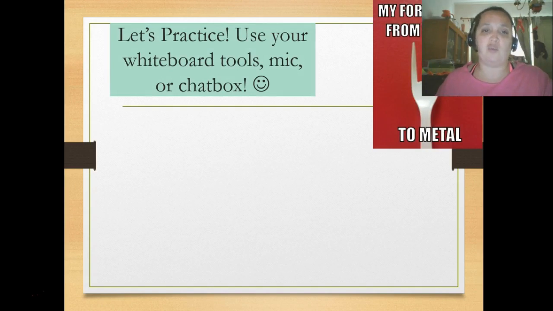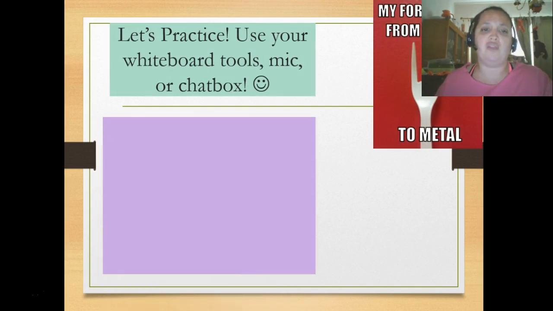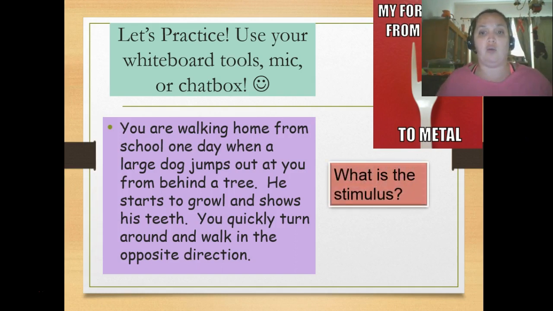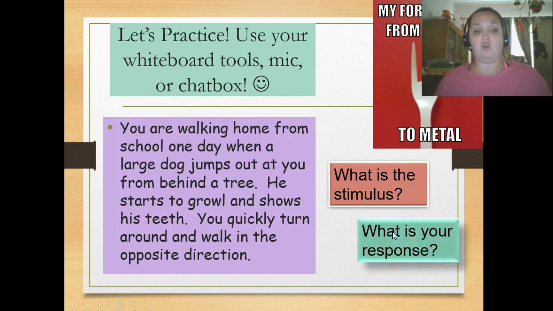So we're not going to use our whiteboard tools or chat box, but one thing that I would have had you do is to imagine that you're walking home from school one day when a large dog jumps out at you from behind a tree. He starts to growl and shows his teeth. Do you quickly turn around and walk in the opposite direction? Well, the question is, what is the stimulus? What are you reacting to? Probably that large dog growling and showing teeth. And then what is the reaction? Well, according to this, the person quickly turns around and walks away.